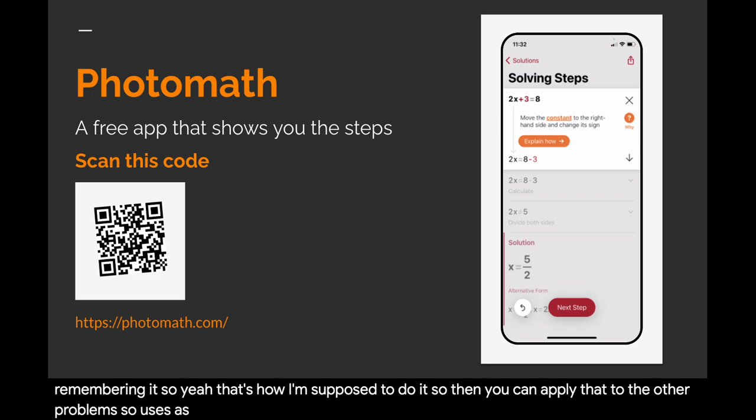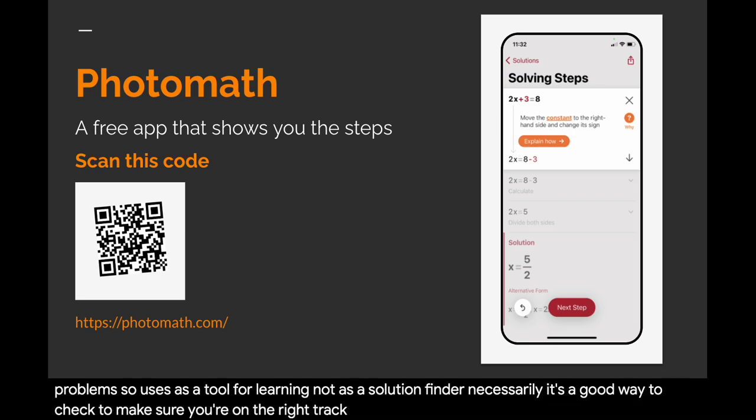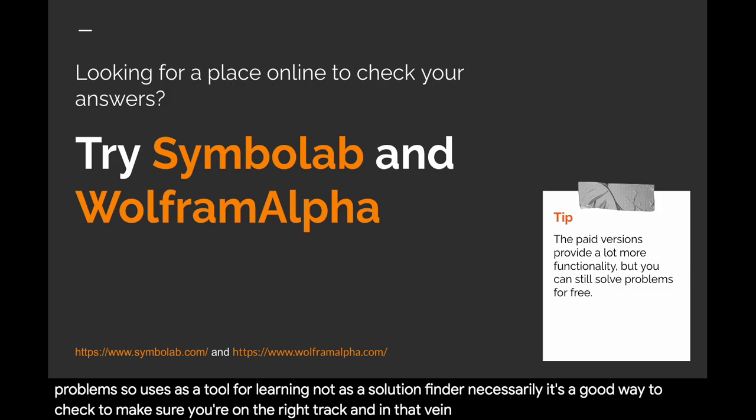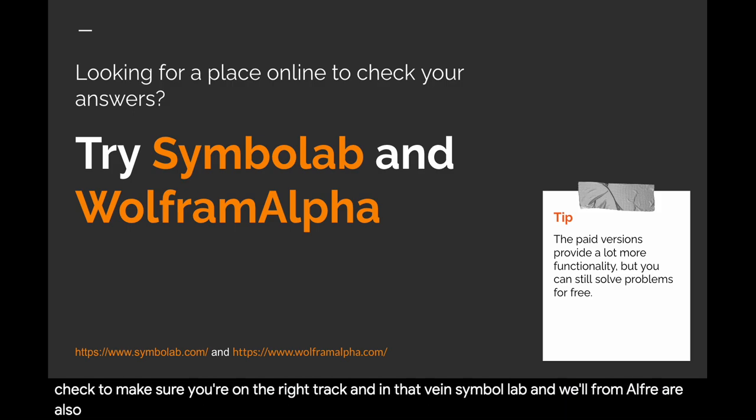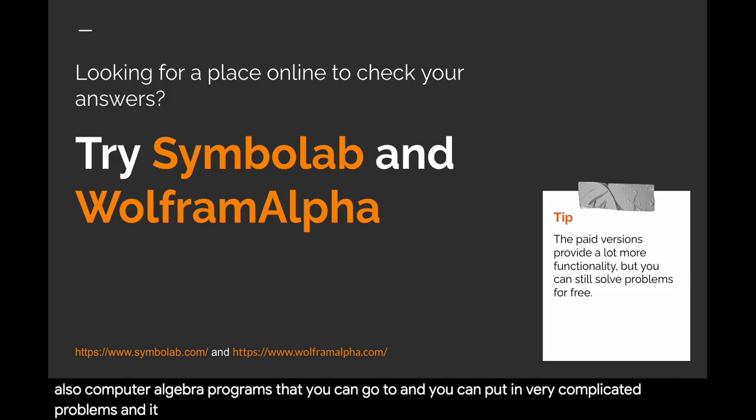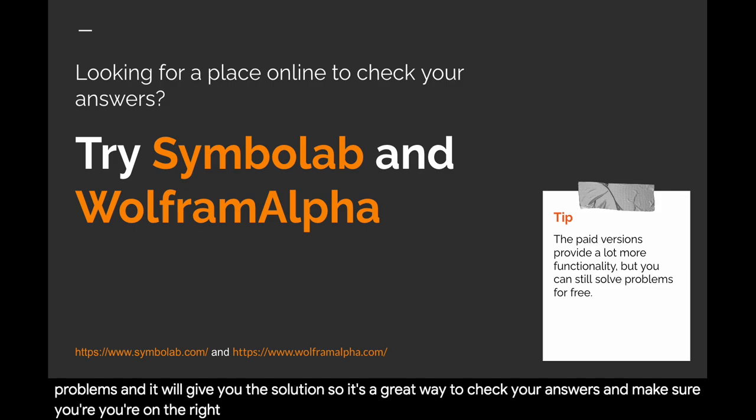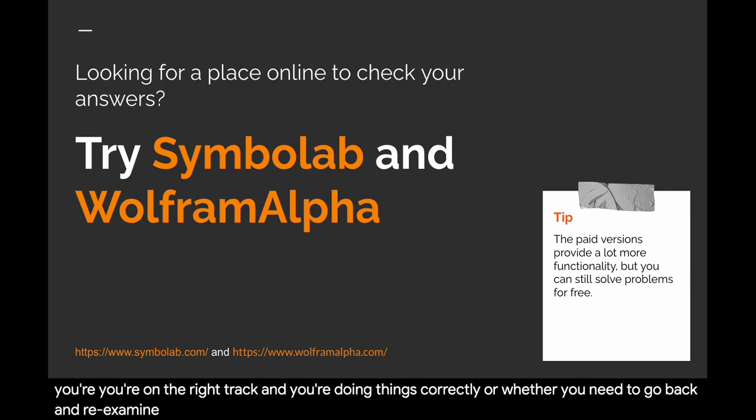So use this as a tool for learning, not as a solution finder necessarily. It's a good way to check to make sure you're on the right track. And in that vein, Symbolab and Wolfram Alpha are also computer algebra programs that you can go to, and you can put in very complicated problems and it will give you the solution. So it's a great way to check your answers and make sure you're doing things correctly, or whether you need to go back and re-examine what you're doing.